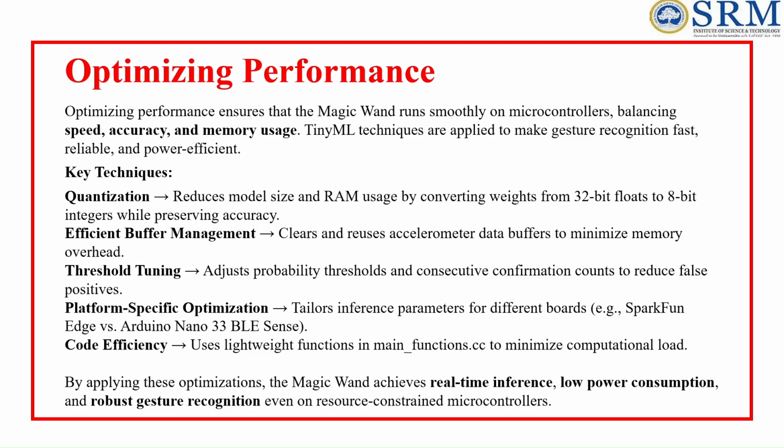Then comes efficient buffer management. Remember our accelerometer handler? It needs to manage a buffer of sensor data. By carefully cleaning and reusing this buffer, we minimize memory overhead, ensuring the device doesn't run out of RAM. Then comes threshold tuning. In the gesture predictor, we can adjust probability thresholds and the number of consecutive confirmations. Tuning these values helps balance between accuracy and responsiveness, reducing false positives while keeping latency low.